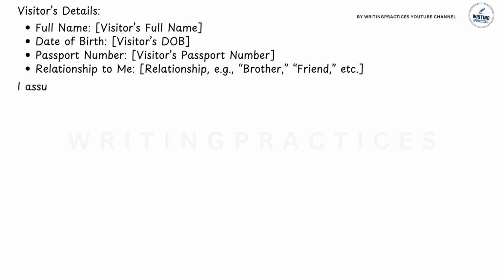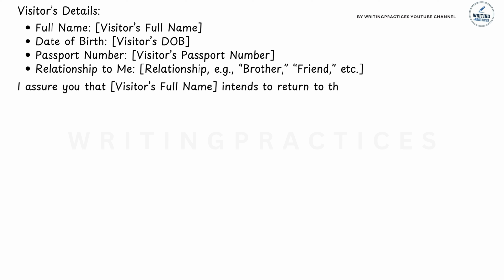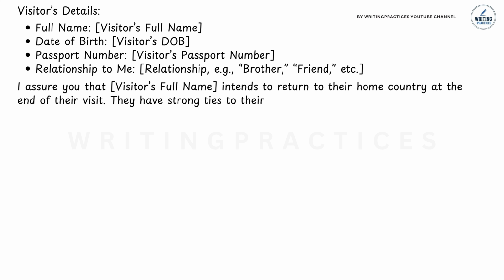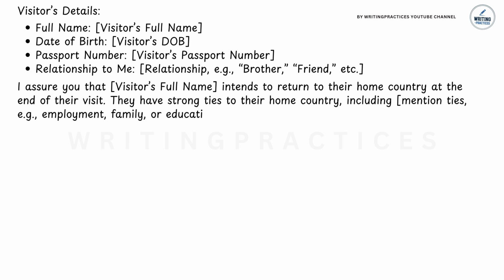10. Assurance of visitor's intent to return. Assure the authorities that the visitor intends to return to their home country after the visit. Mention any strong ties they have to their home country, such as employment, family, or educational commitments. For instance, I assure you that Jane intends to return to her home country at the end of her visit. She has strong ties to her home country, including her employment as a teacher and her immediate family.